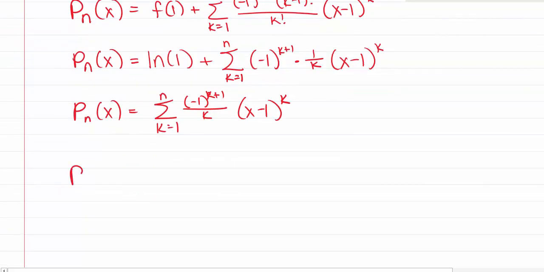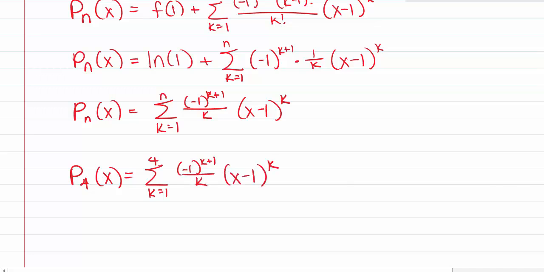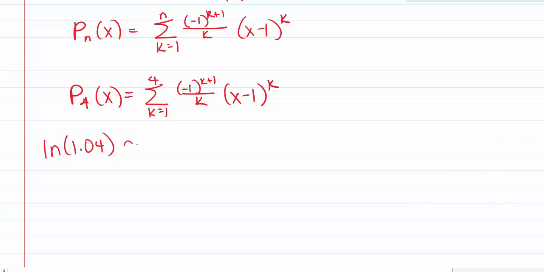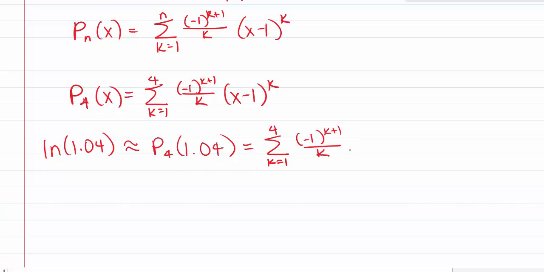And we can even use that formula now pretty easily. If we wanted to find p sub 4 of x, we would say that that was the sum, k goes from 1 to 4, of negative 1 to the k plus 1 over k, x minus 1 to the k. If we wanted to actually approximate natural log 1.04, we know that that's approximately p sub 4 of 1.04, which would then equal the sum, k goes from 1 to 4, of negative 1 to the k plus 1 over k, 1.04 minus 1 to the k. And of course, we would have to write out all 4 of those terms and calculate out what they were to get our actual approximation.